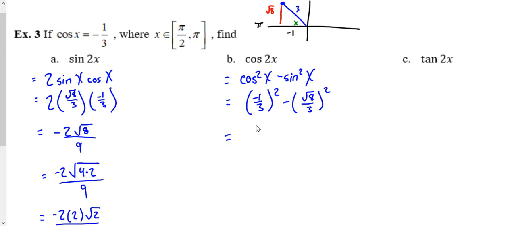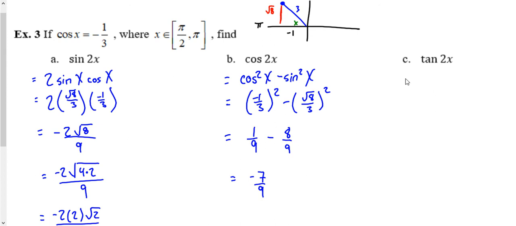From here we're going to try our best to evaluate. This first one here becomes 1 over 9. That negative goes away because it would have been negative 1 times negative 1. And over here this is going to be subtracted by 8 over 9 because our radical and squared would cancel out, and that 3 was squared. Here if we did our subtraction, this is now negative 7 over 9 overall.